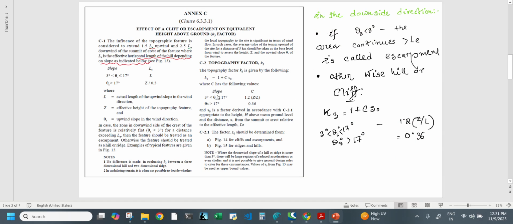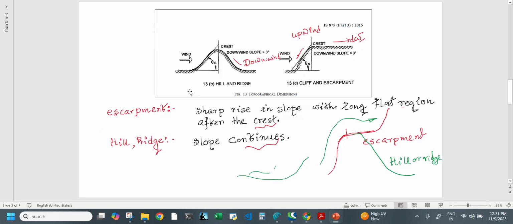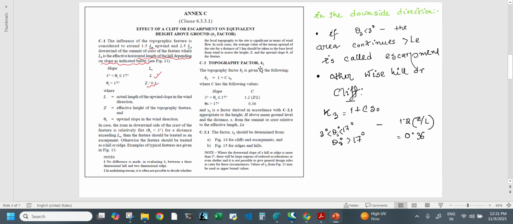Now there is some factor for how to calculate LE. If theta is from 3 degree to 17 degree, we calculate LE as L, and if theta is greater than 17 degree, LE is Z by 0.3. Z is the effective height of the topographical features, that means this is the effective height, and theta is the upwind slope.